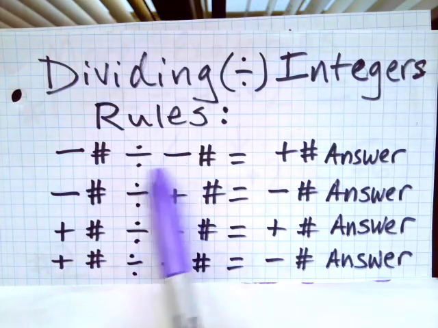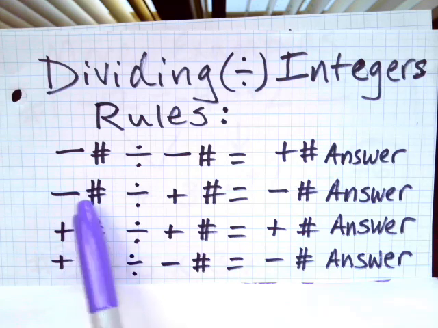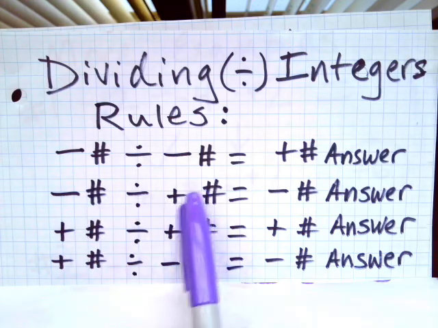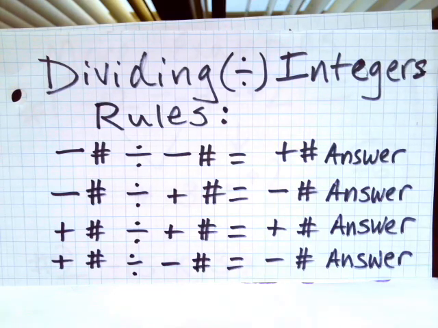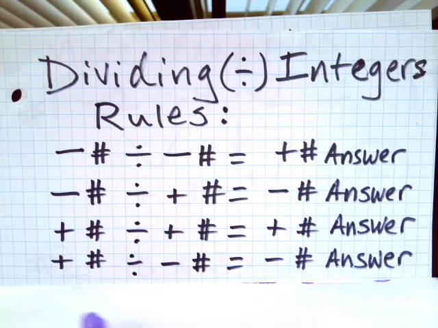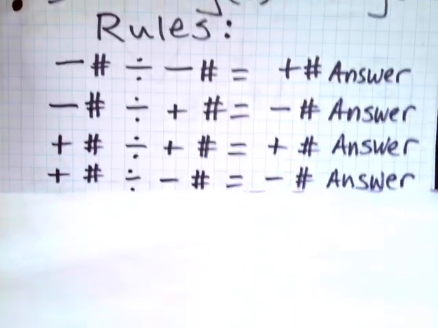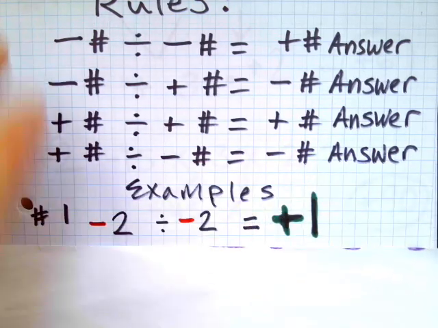A negative number divided by a negative number, they're both the same. You're going to get a positive answer. Just one different integer, dividing or multiplying, gives you a negative answer. Both the same positive numbers being divided gives you a positive answer. Just one different value, one negative, one positive, when you divide and multiply, always, always, always will give you a negative answer.